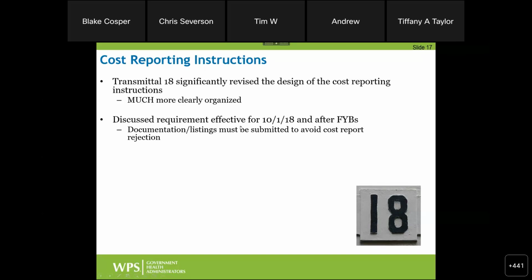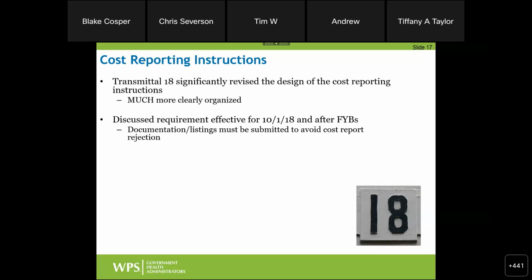The requirement here that was effective, and these are actually two different things here. Transmittal 18 we'll see in just a bit. But the requirement that's effective for 10.1.18 and after fiscal year begins is simply that you must have a listing submitted with your cost report that corresponds to the amount reported on the cost report. This is valid for your DISH Medicaid eligible days, for your Medicare bad debts, for your charity care, and it also involves GME, which really that's been a requirement for much longer anyways.